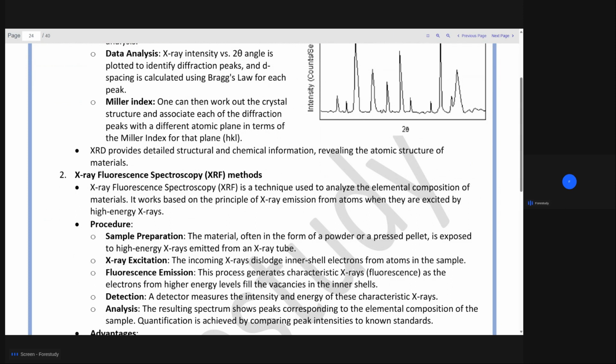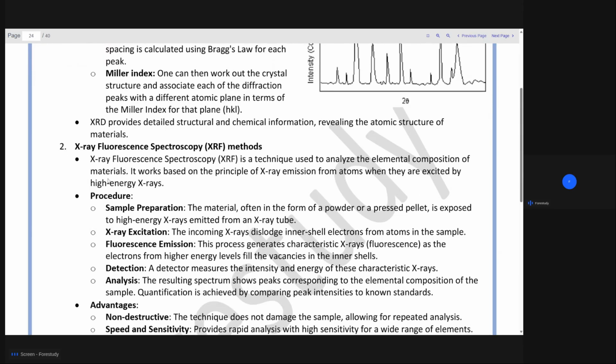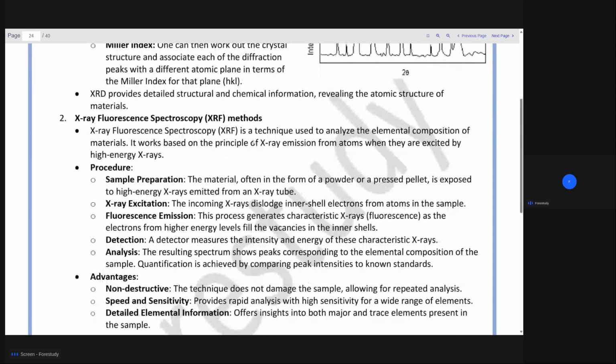Now we have the second topic, that is XRF. XRF is a different process. XRD we have learned; now we will go to XRF. XRF means X-ray fluorescence spectroscopy. It is a technique used to analyze the elemental composition of a material.